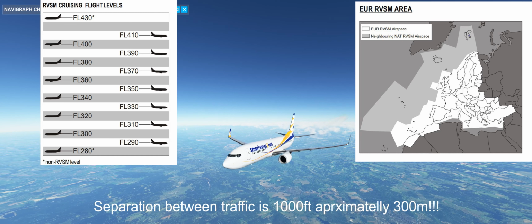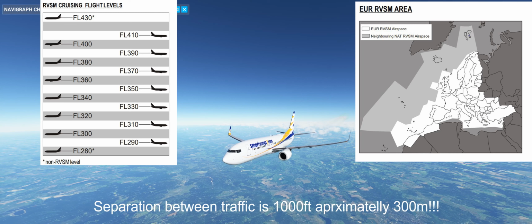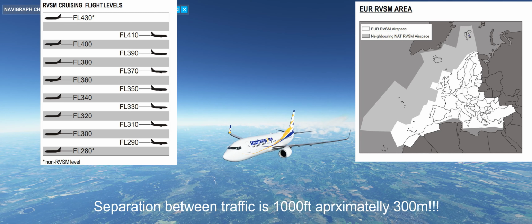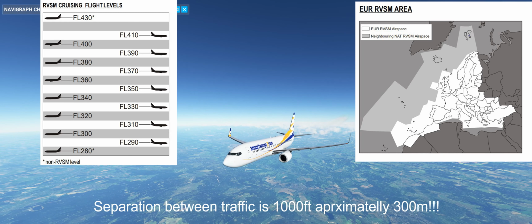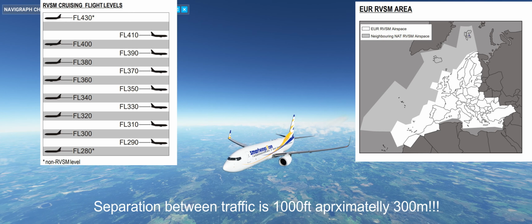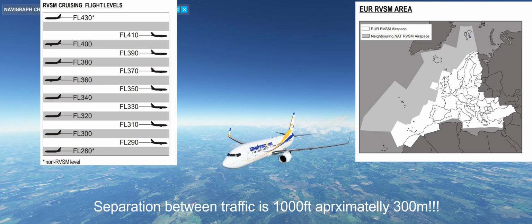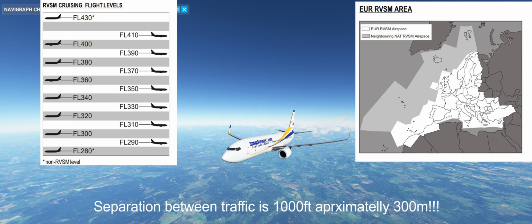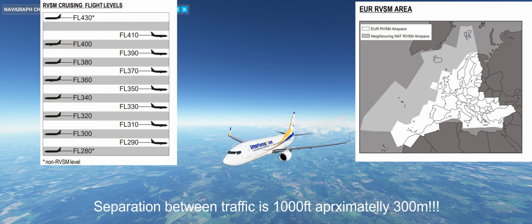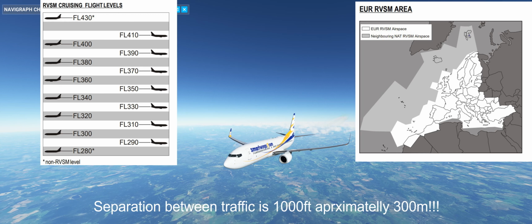and believe me, in real life, when you see the airplane coming to you and you see the airplane on a TCAS, and you know from TCAS that the airplane is 1000 feet below or above, you feel like you are going to crash into each other. It's a very strange feeling.